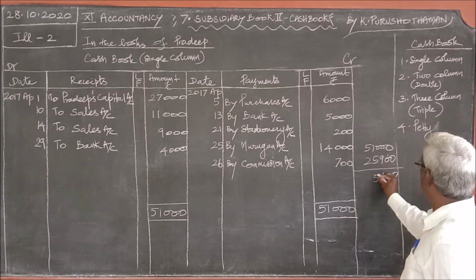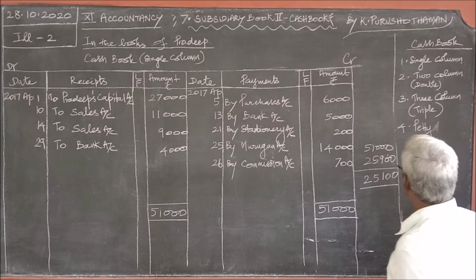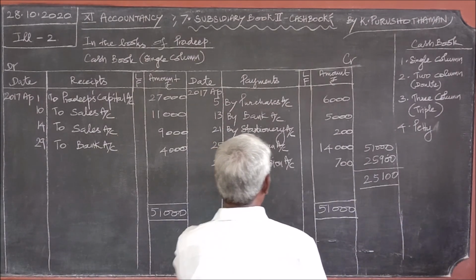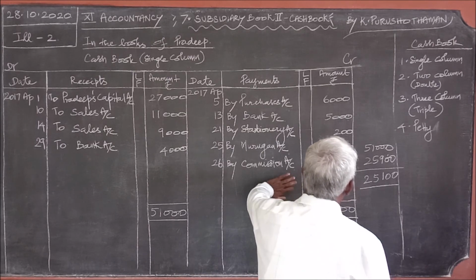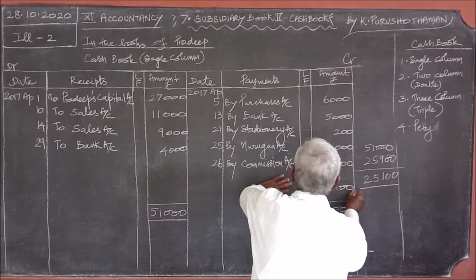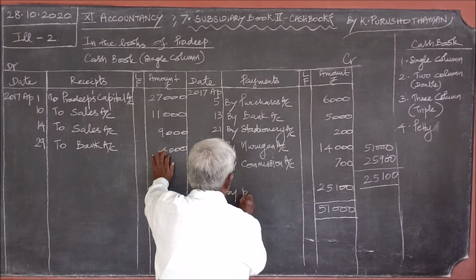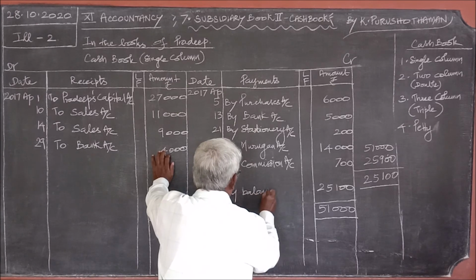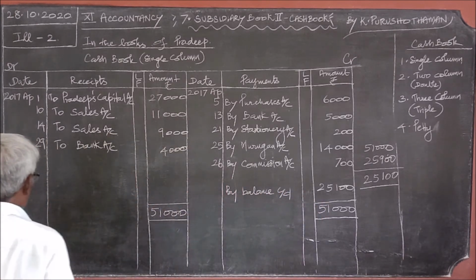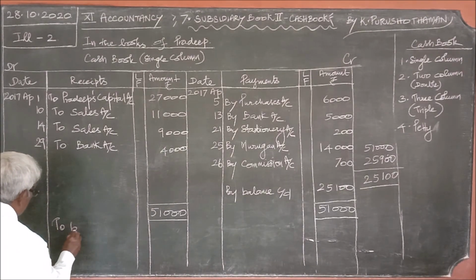10 minus 5, 5, 4 minus 2, 25,100. Where is it missing? On the payment side it is missing. You write 25,100. Against it you write by balance carry down. Here it is carry down, and on the opposite side, to balance brought down.